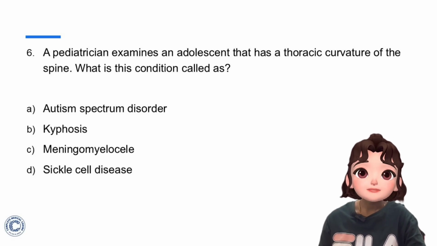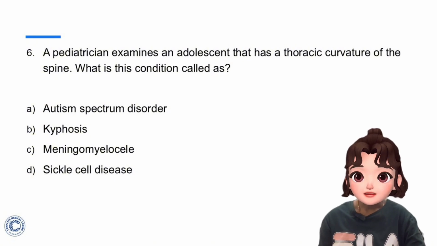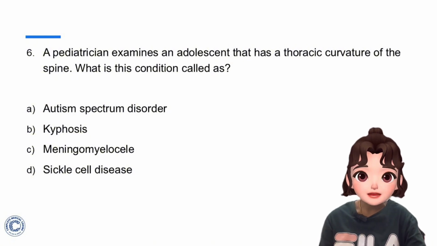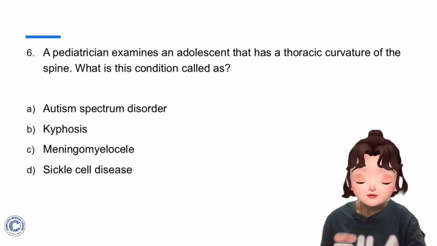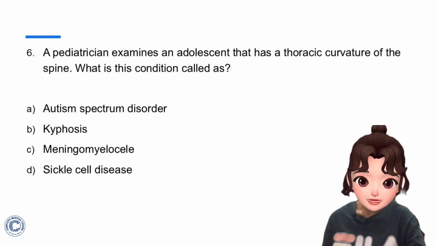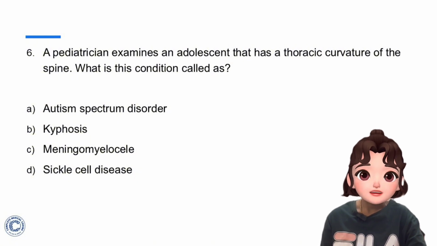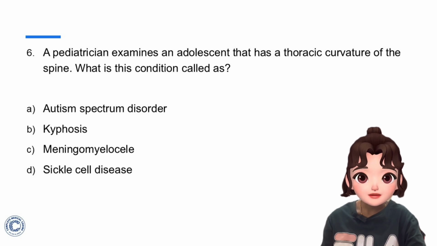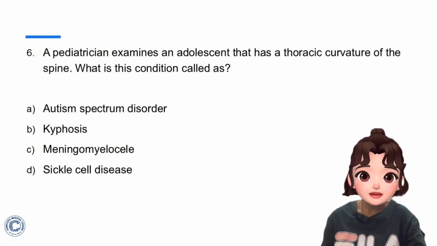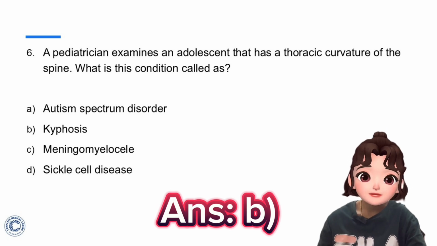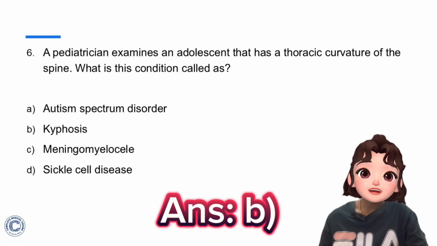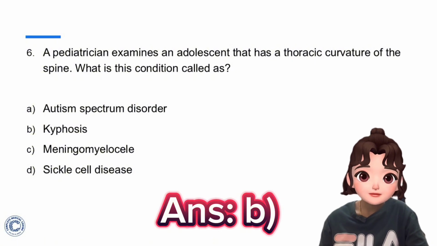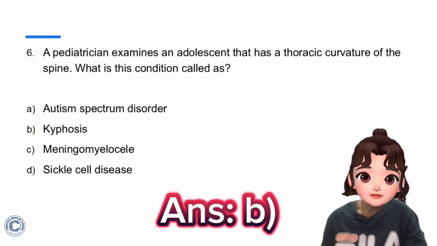Moving to the sixth question. A pediatrician examines an adolescent that has a thoracic curvature of the spine. What is this condition called? Option A, autism spectrum disorder. Option B, kyphosis. Option C, meningomyelocele. And option D, sickle cell disease. So the thoracic curvature of the spine is called, answer is option B, kyphosis. Let's look into the other options also, other medical terms also.